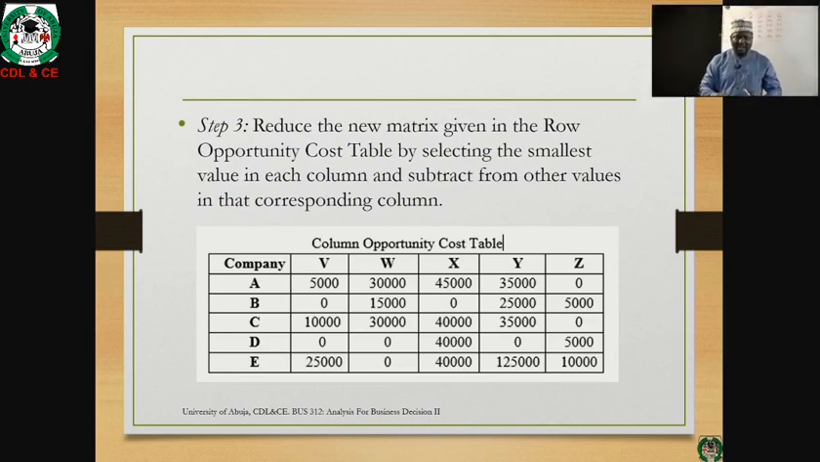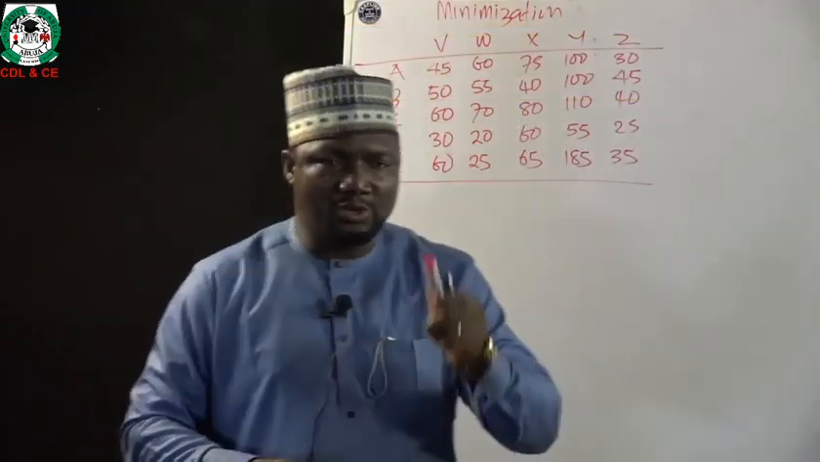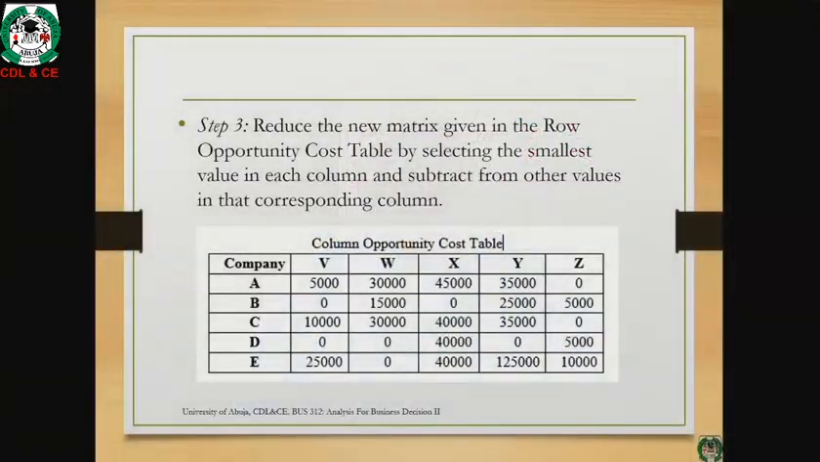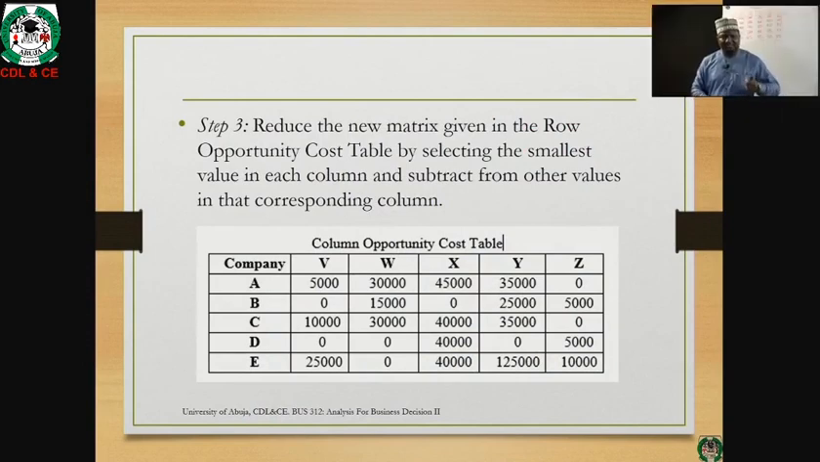Now, whenever you are through with both the row and column opportunity cost tables, the next step is what we call testing for optimality, which is step 4. How do you test for optimality? You rule straight lines to cover as many zeros as possible. How do we know we've arrived at the optimal solution? When the number of straight lines ruled through the table equals the dimension or the order of the table. This is 5 by 5, so the number of straight lines has to be 5. If it is not up to 5, we have to proceed to step 5, which we call the revised table, which I will guide you on how to do.